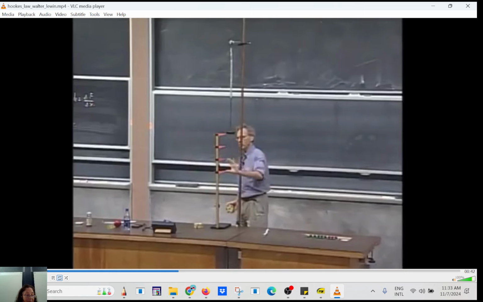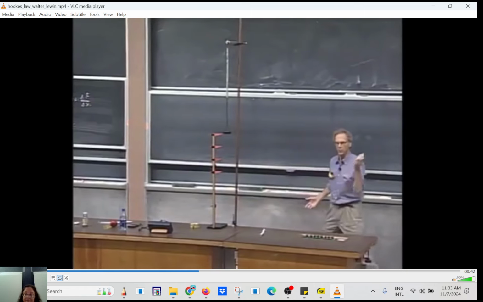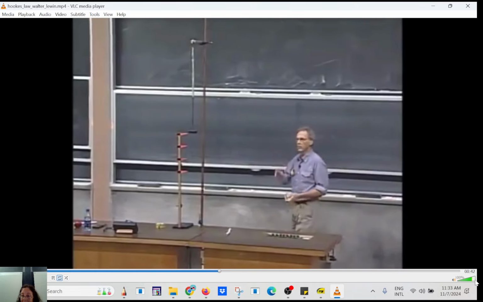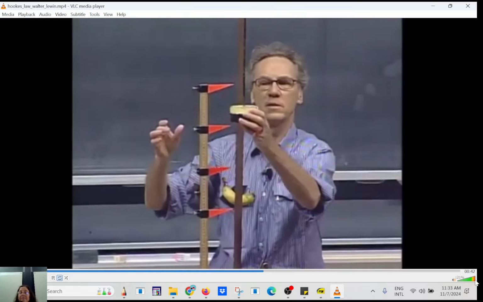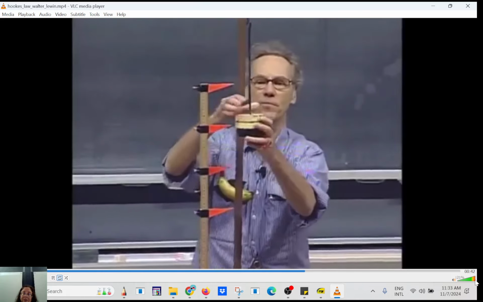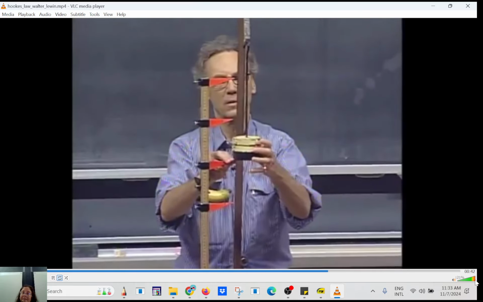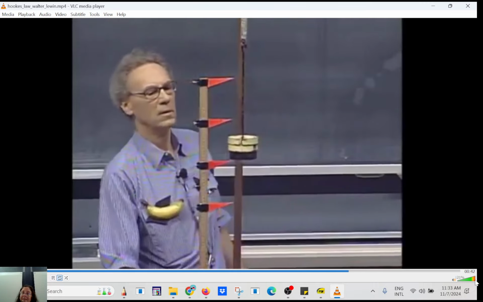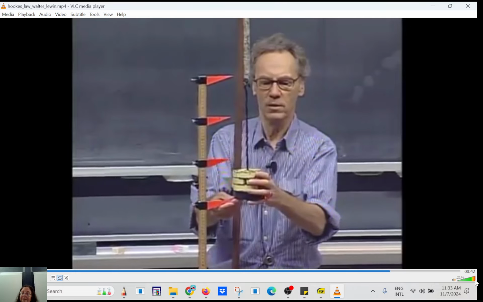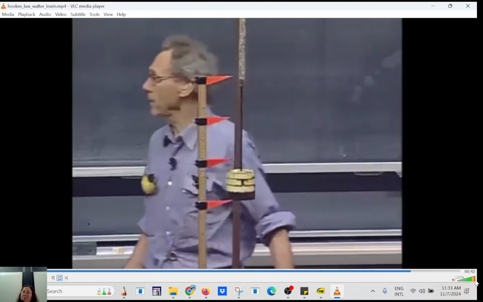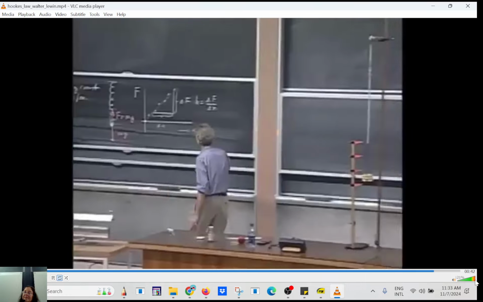These marks here are 13 centimeters apart, and every time I put 1 kilogram on, you will see that it goes down by roughly 13 centimeters. It goes down to this mark. Put another kilogram on, it goes down to this mark. I put another kilogram on, and it goes to this mark, all the way down.